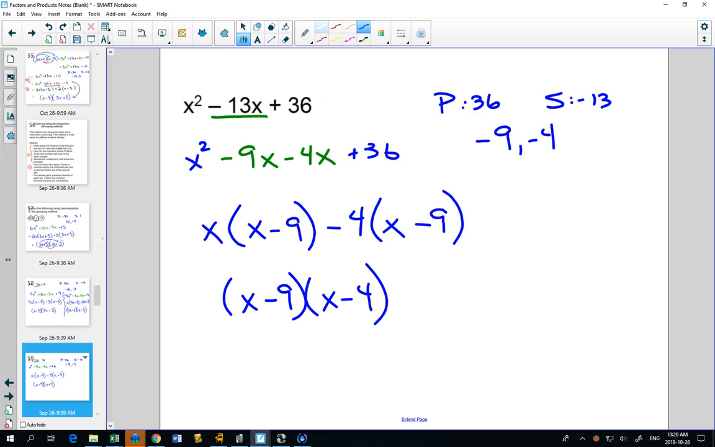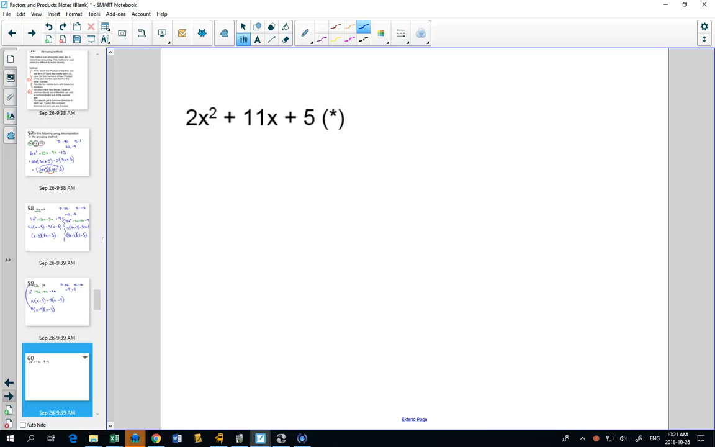But for this one, I never want you to do this method, because it's so much faster and so much less to write, just write out the answer. Because if you think of undoing FOIL, the x in the x is always my x squared. The last numbers have to give me 36, and my outside and inside have to add. And when you have a situation like this one as well, I never want you to use the grouping method.